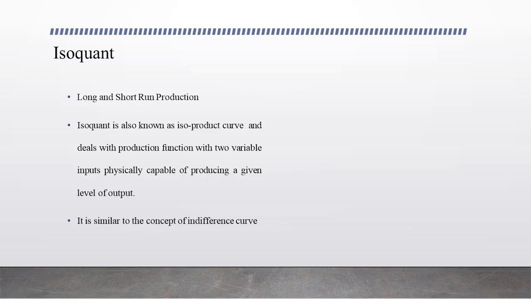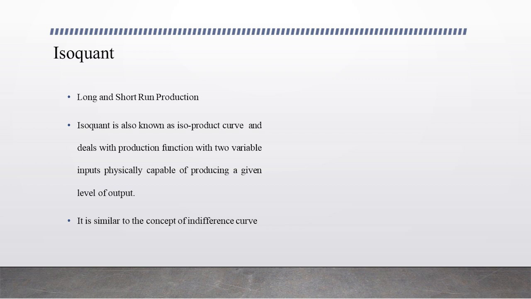Now, let's look into the details of how isoquant is dissimilar and similar to your indifference curve. Isoquant, as we know, is a combination of two different factors of production yielding the same amount of output, whereas indifference curve is a combination of two different commodities yielding the same amount of satisfaction.